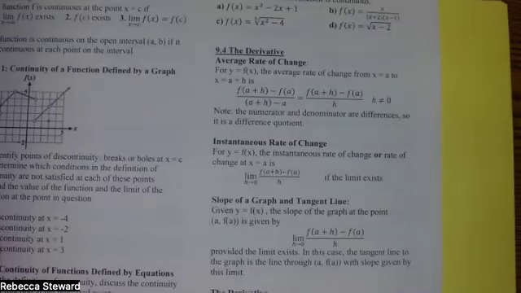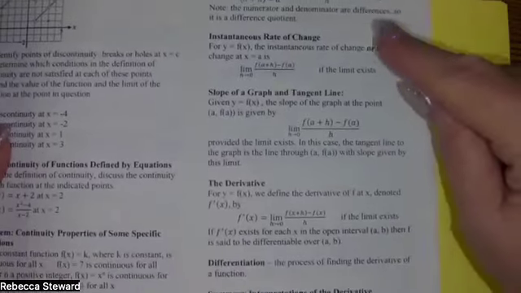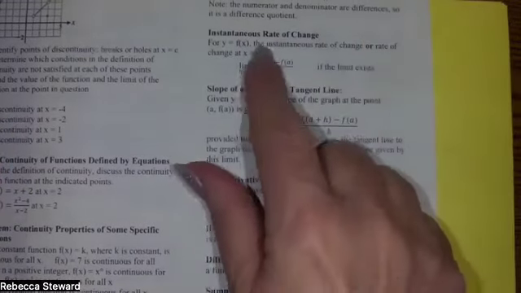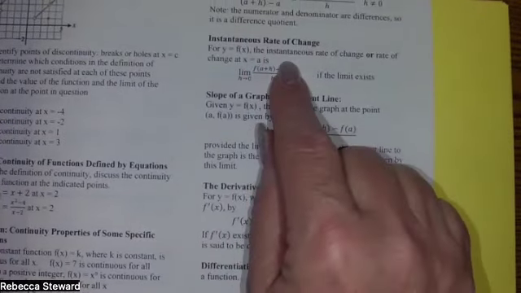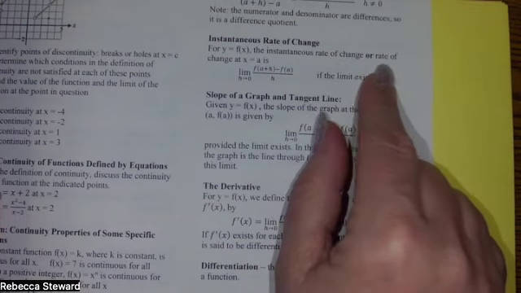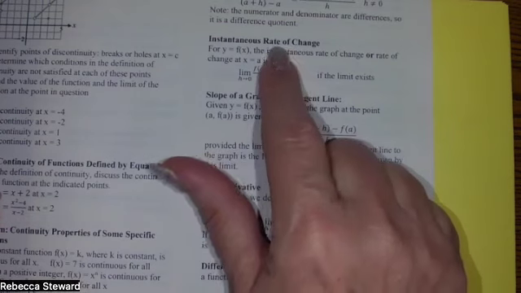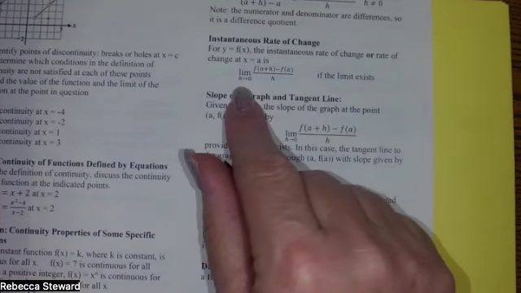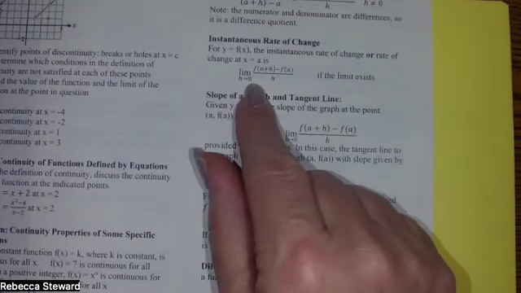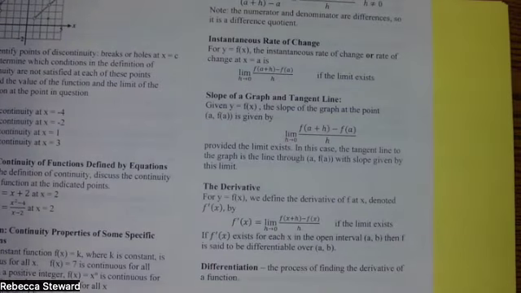Now, instantaneous rate of change for y equals f of x, the instantaneous rate of change or rate of change at x equal to a, is this. So the instantaneous rate is where we're going to do the limit. So the limit as h approaches 0, if that limit exists.